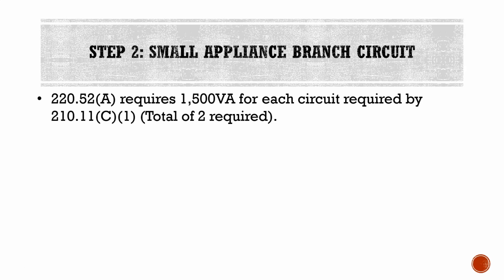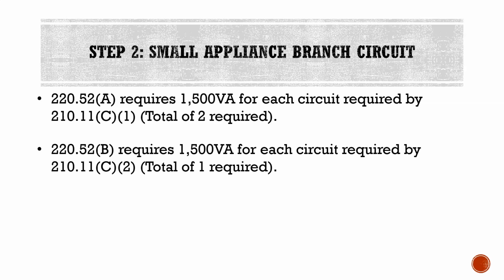Moving on to step number 2, our small appliance branch circuits. 220.52A requires 1,500 volt amps for each circuit required by 210.11C1. And in 210.11C1, we have a total of 2 circuits required. 220.52B requires 1,500 volt amps for each circuit required by 210.11C2. And 210.11C2 requires a total of 1 circuit. So in other words, we have 3 total circuits at 1,500 volt amps each for step number 2. So we have a total of 4,500 volt amps for step number 2.